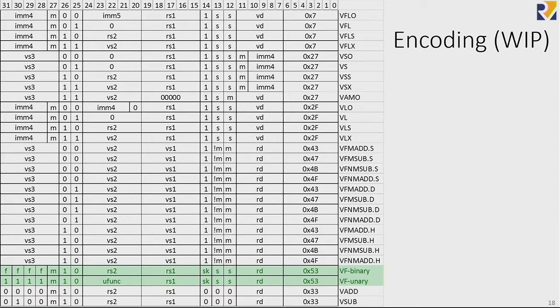We've taken 2F, 43, so these are all normal encoding. So our goal really is to fit this whole thing into the existing opcodes and not take any major opcode. That would be really nice, and it's looking good. It's not finished, but looking really good.